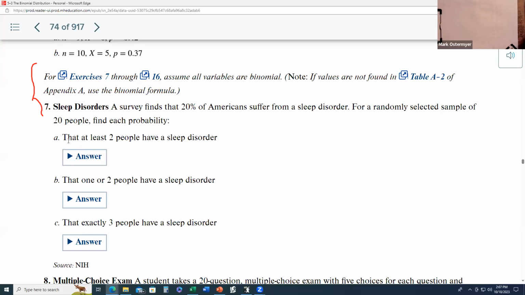What's the probability that at least 2 people have a sleep disorder? Go ahead and compute that probability using your calculator. What's the probability if I randomly select 20 Americans that at least 2 of them will suffer from a sleep disorder? I'm going to let you think about what's the most efficient way to do that probability. Go ahead.